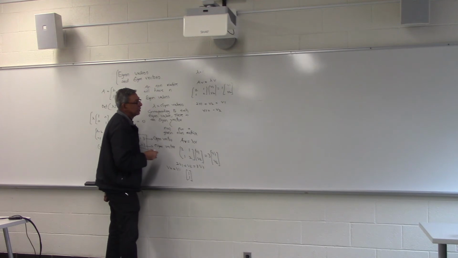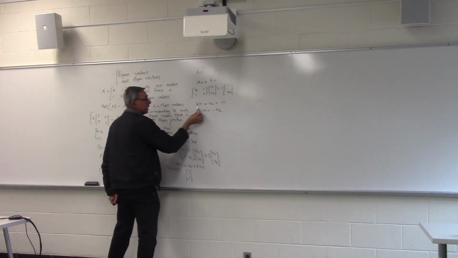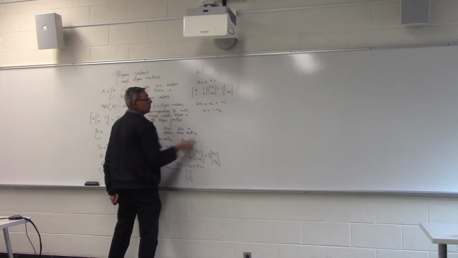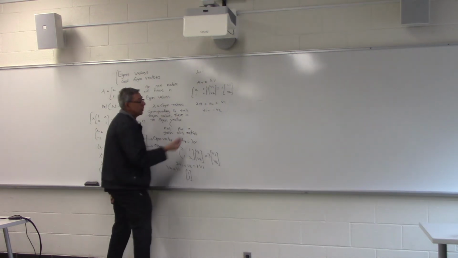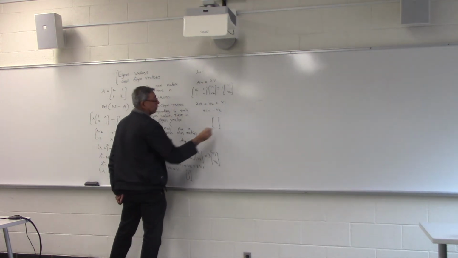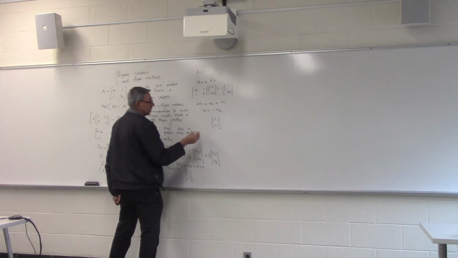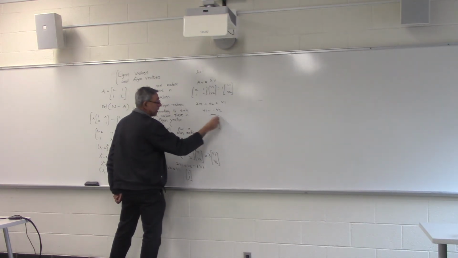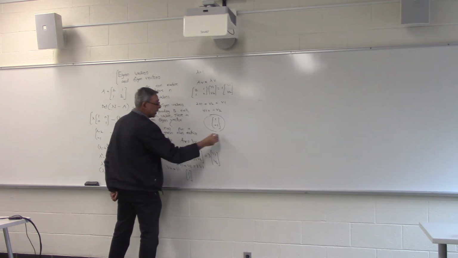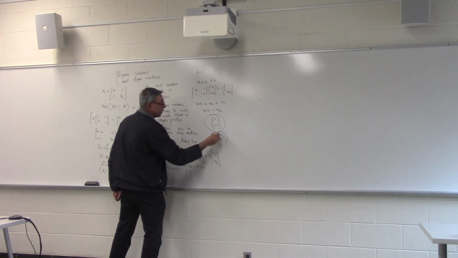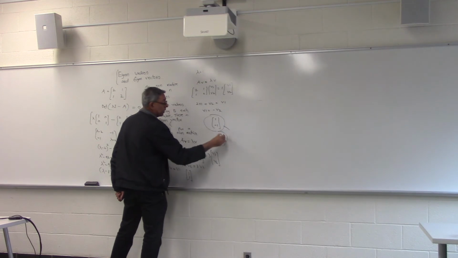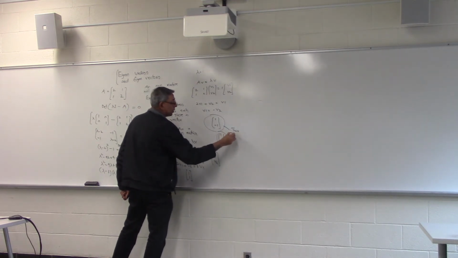Correct? If I subtracted here, this will become v1 if I took v to the other side, right? So one possibility will be what number? 1 and minus 1. So this is one eigenvector, and 1 and 1 is another eigenvector. So these two are our two eigenvectors.